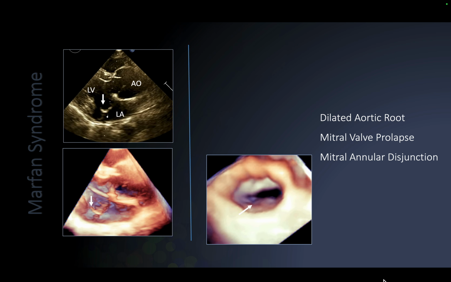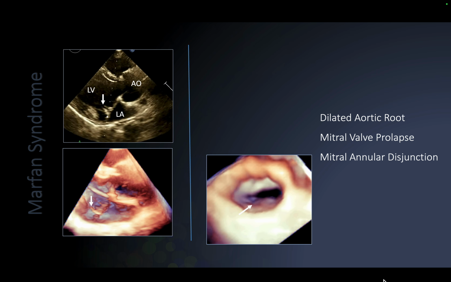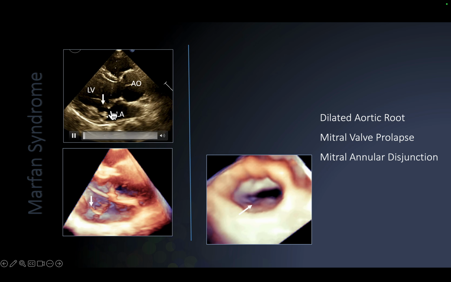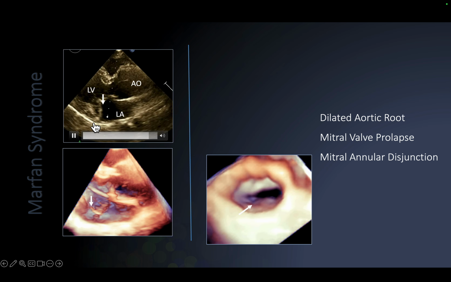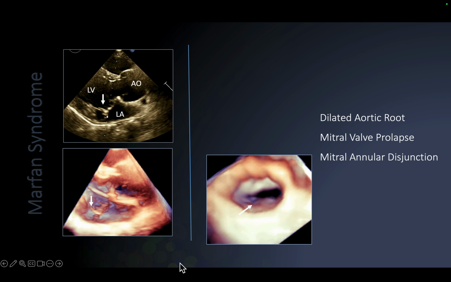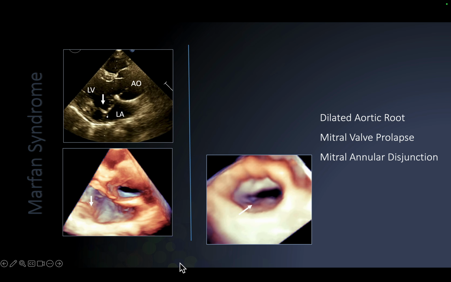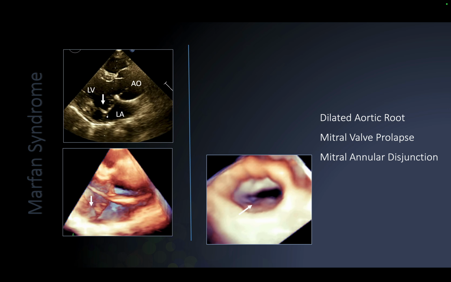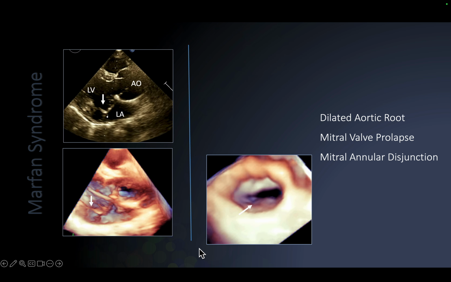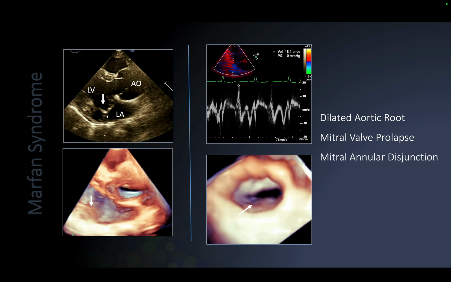Taking the same case further, you now notice there is a mitral valve A2 and P2 scallops prolapse, and then you see here this is a mitral annular disjunction, and you also notice in a subsequent 3D echo this is the mitral annular disjunction. I've described mitral annular disjunction in one of my videos, and you can follow that.